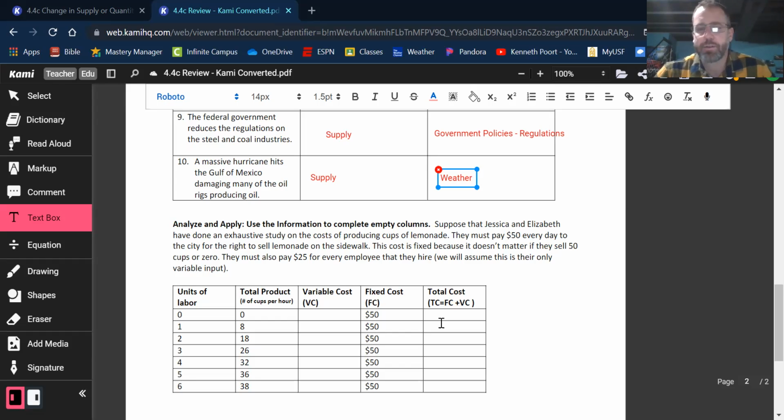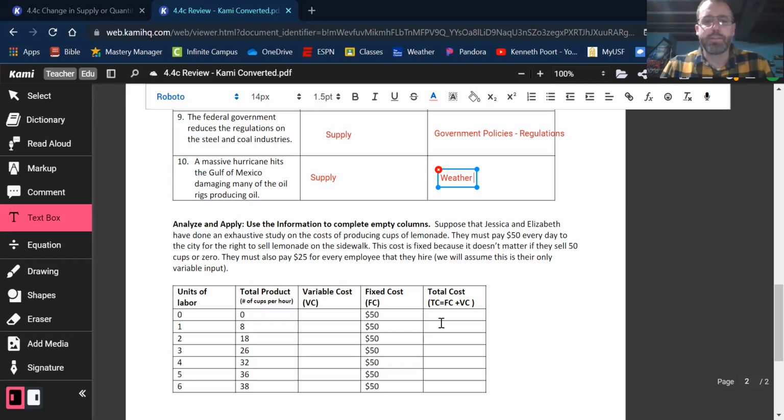So that's their permit. We call that the fixed cost. This cost is fixed because it doesn't matter if they sell 50 cups or 0. All right, so that's why it's so important to know what your fixed costs are as a business owner, because your electric bill, your rent payments, all your bills still have to get paid. Even if you produce 0 units of output and make 0 profit, you still have some fixed costs involved, okay?